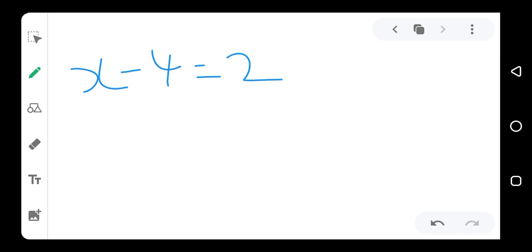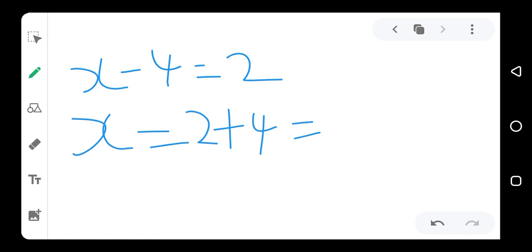So with this, x is equal to, take it to the other side, 2 plus 4. So x is equal to 6.